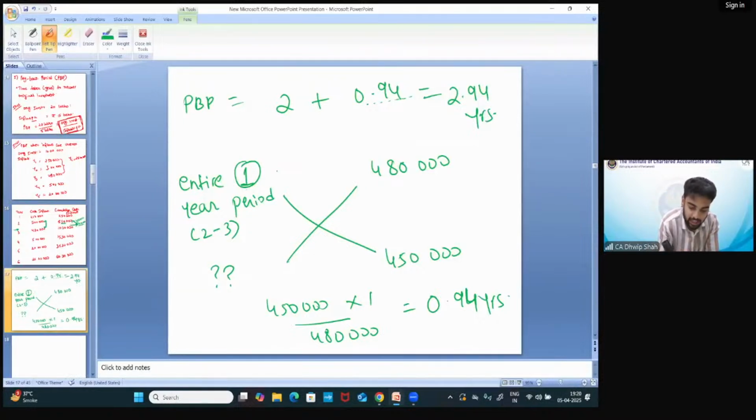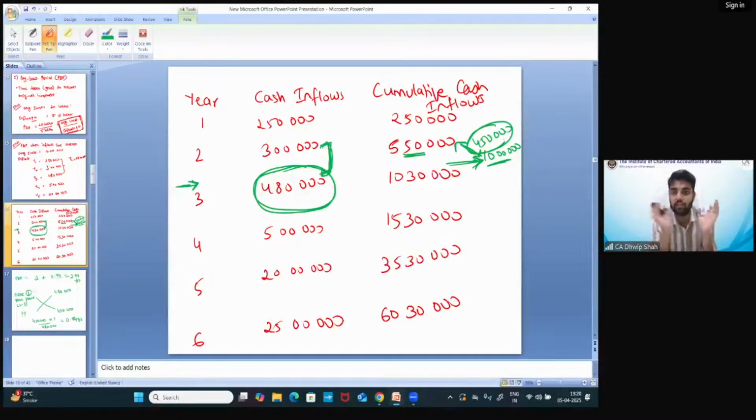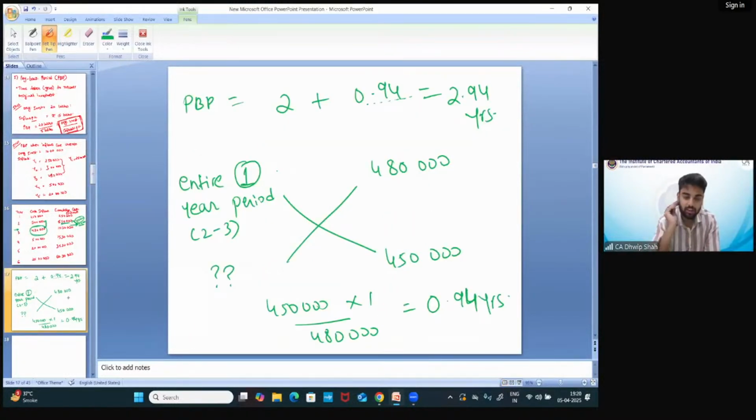And again, I am repeating how to use this interpolation method. I first calculated that in the entire 1 year period between year 2 and year 3, my company earned 4,80,000, or in other words, recovered 4,80,000 rupees. But my company just wants to recover 4,50,000 to reach the point of original investment. The company does not require to recover 4,80,000. It is sufficient if it recovers 4,50,000. How did 450 come? It is nothing but 10 lakh of your original investment minus this 5,50,000.